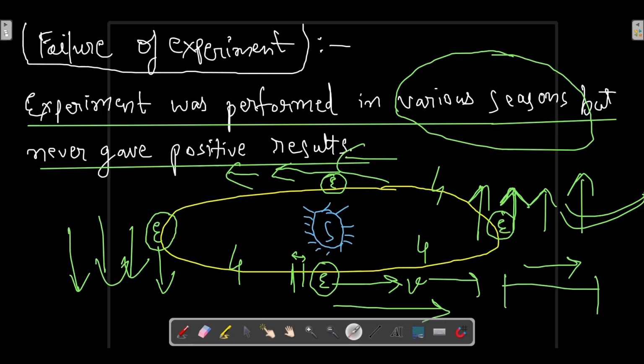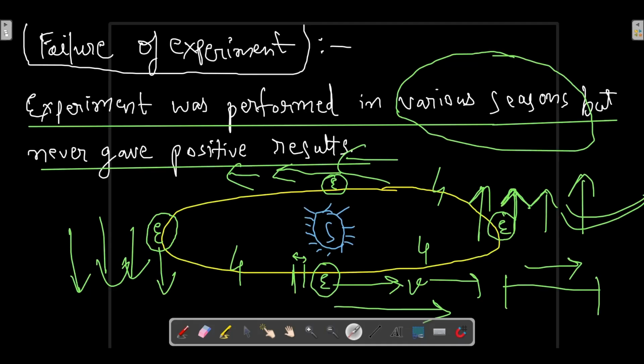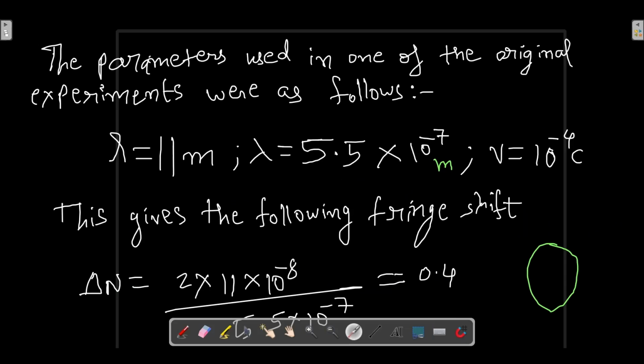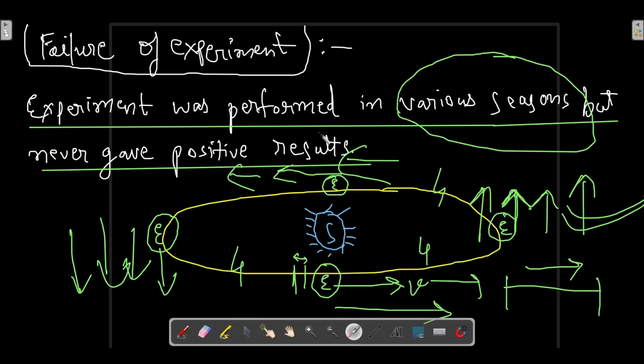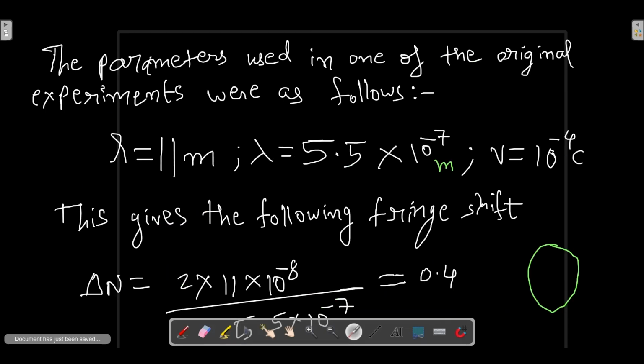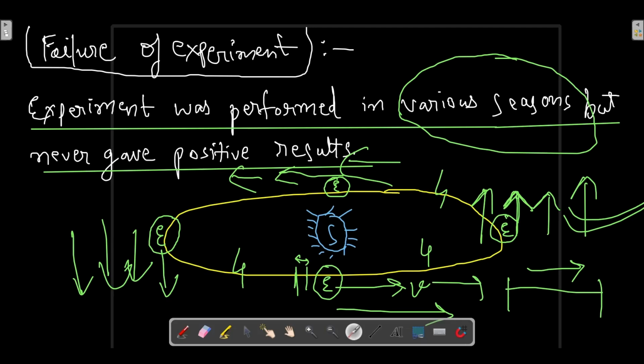It again gives a null result only. The result does not vary. We are getting delta N equal to 0 all the time, whether you perform the experiment here or here. You always get delta capital N equal to 0. No matter how much precision you use for calculations, even with such high accuracy, the value of delta capital N always comes out to be 0 itself.